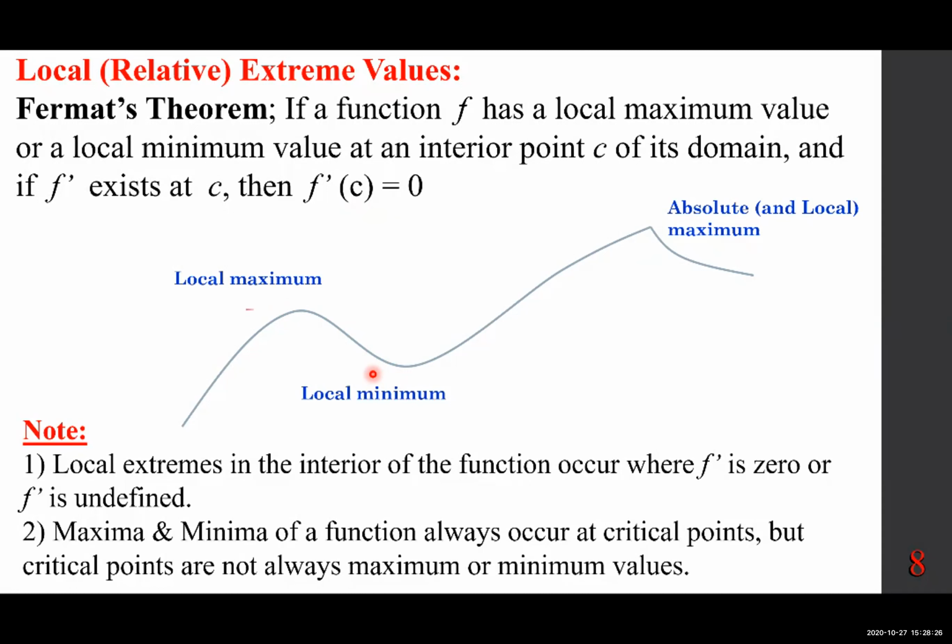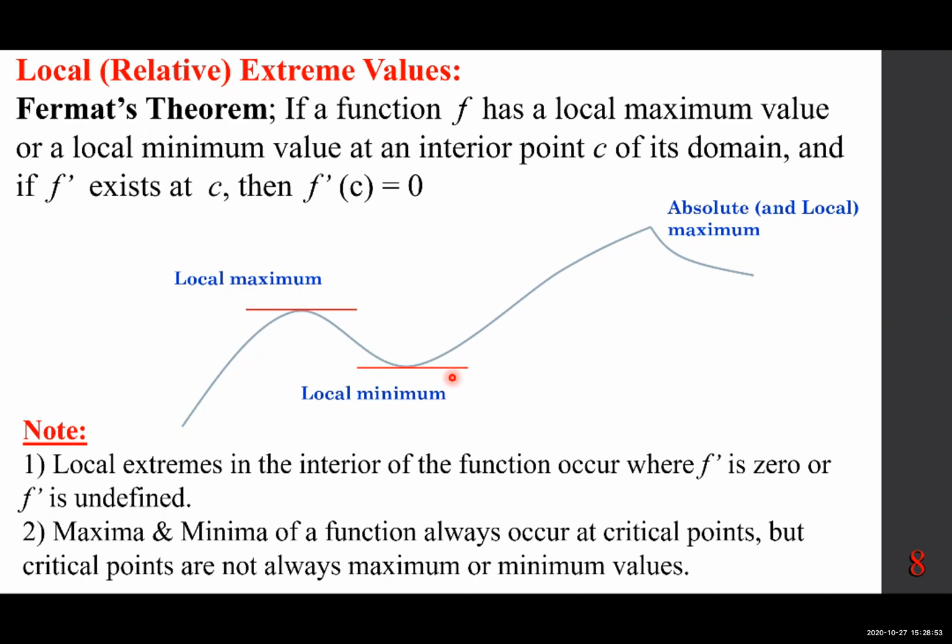If f prime exists, take a look at this, local max and local min. Class, the peaks and valleys refer to local max and min. So local max, local min, local max, this one happened to be an absolute max also. Over here and here, f prime exists and f prime is 0. As you see, we have a horizontal tangent line.